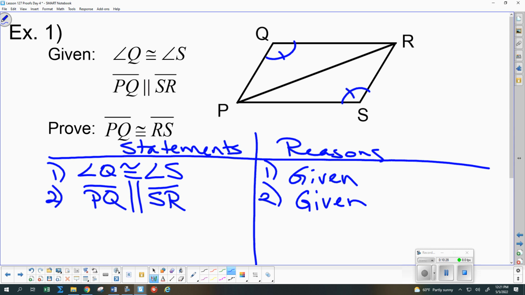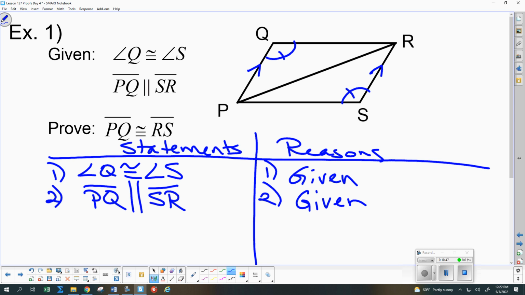So we find PQ. Is that left, right, top, or bottom of the parallelogram? So PQ, that's on the left. Where's SR? On the right. So you need to do an arrow on the left and an arrow on the right. It doesn't matter if they point up or they point down, whichever way you'd rather draw them. But we need to remind ourselves those are parallel.